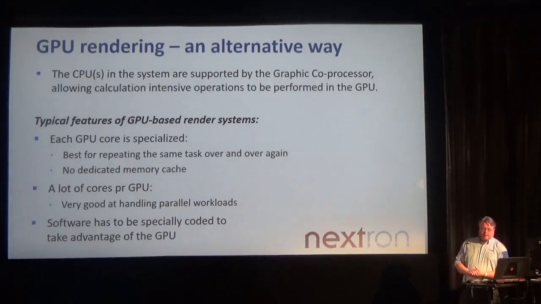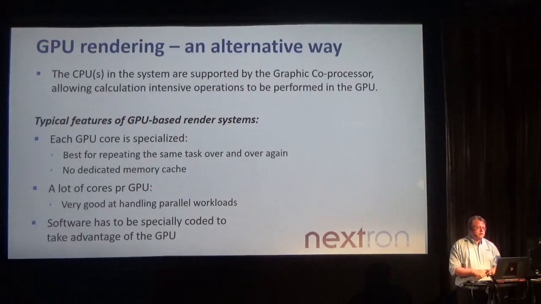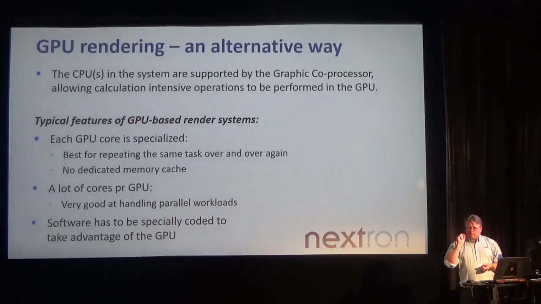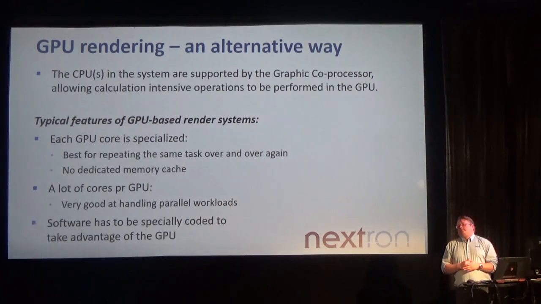GPU-based rendering, on the other hand, is an alternate way to go. In a GPU-based render system, each core is very specialized. It's not a general purpose tool that can do anything, but it's very good at doing the same computations over and over again. So it's really good at tasks that are parallel, where you have the same type of calculations hundreds, thousands, millions of times.